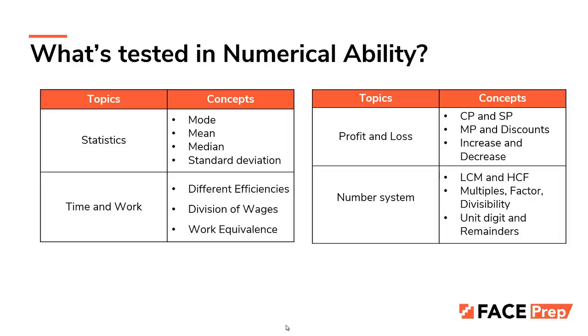In time and work, questions on different efficiencies, division of wages, and work equivalence will be asked. In profit and loss, there are CP and SP questions: how to calculate CP, how to calculate SP, how to calculate discounts, and how to find the increase and decrease in CP, for example in profit. Say today I earn 8%, and I want to increase it to 12%.